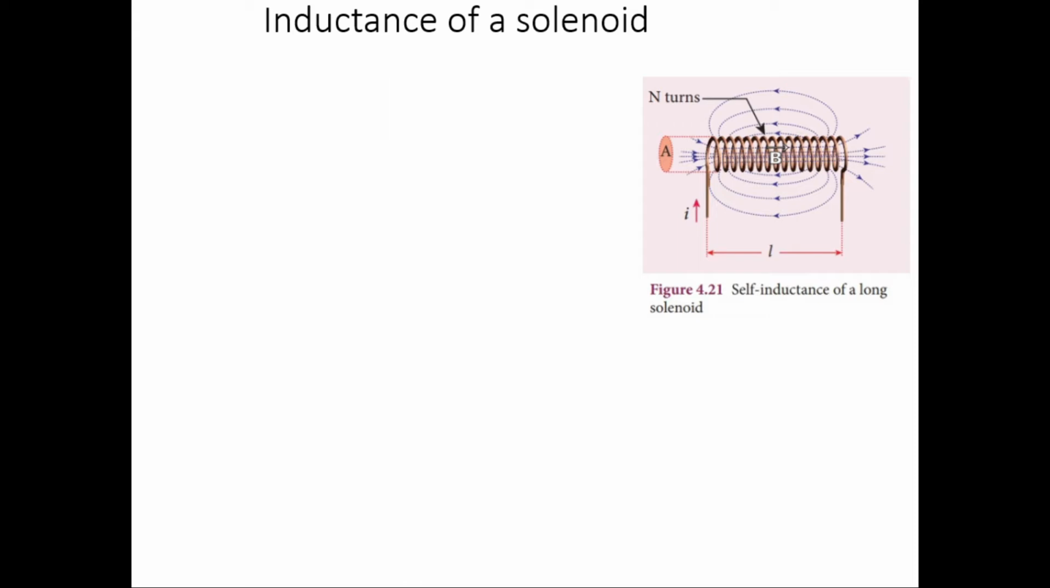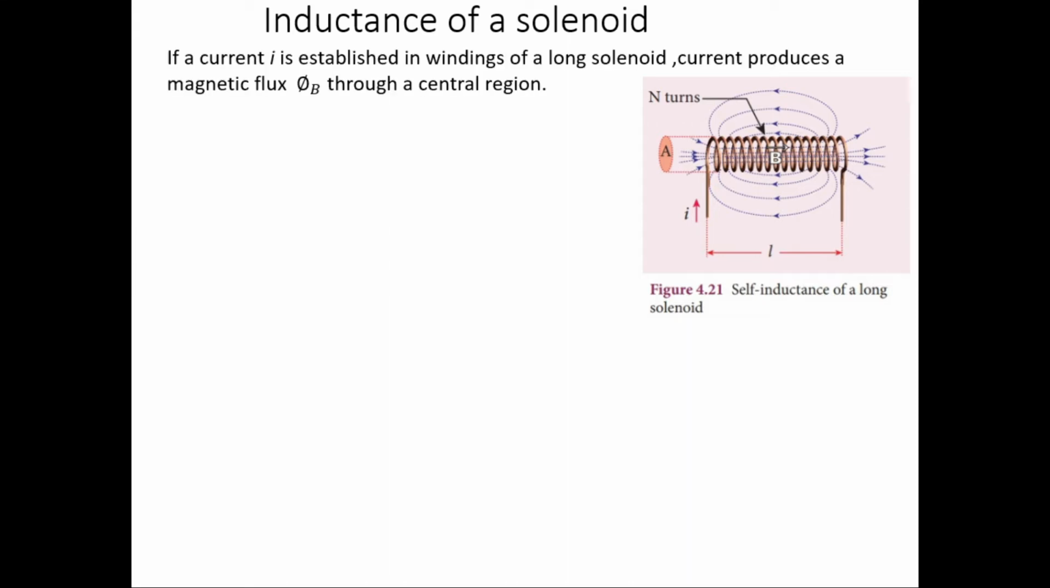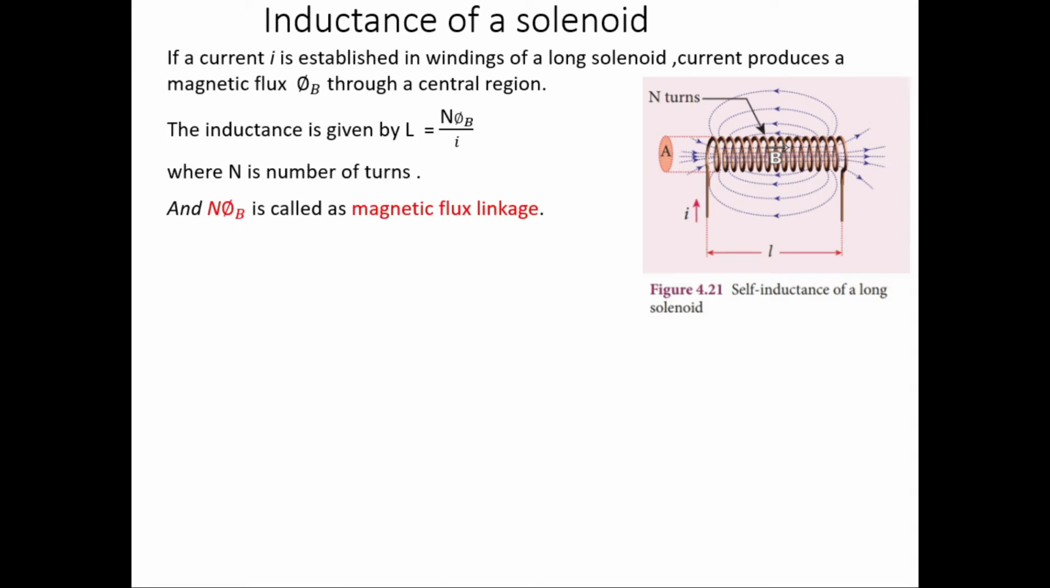This solenoid has capital N turns, and B bar is the magnetic field. When current I is established in a solenoid, the current produces a magnetic flux phi B through a central region. So the inductance of a solenoid is L equal to N phi B upon I, because we have the relation phi is directly proportional to I. So from that we get L equal to phi upon I.